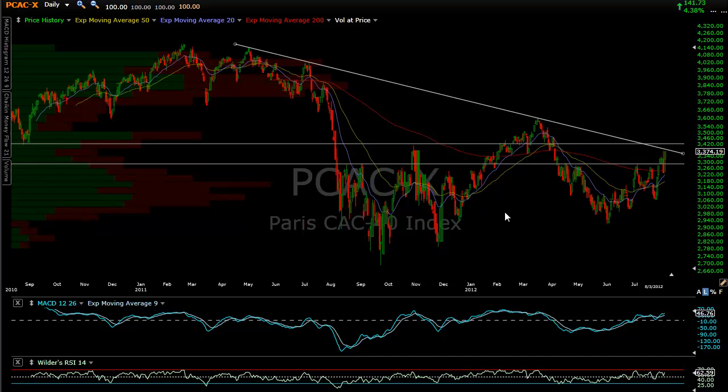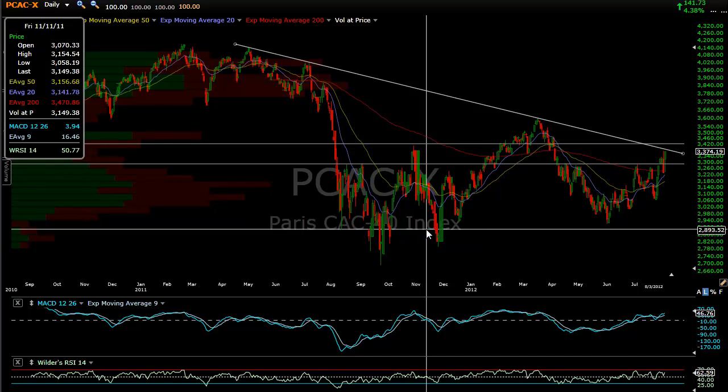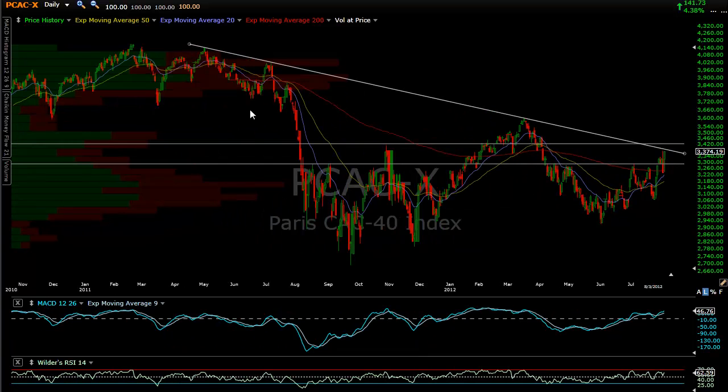Here's the Paris CAC 40 index, and if you take a look, nice downtrend line here. 1, 2, 3. We're now at the fourth touch. That is a key primary downtrend line. This keeps the downtrend intact. We could punch through that line until you take out the previous high.